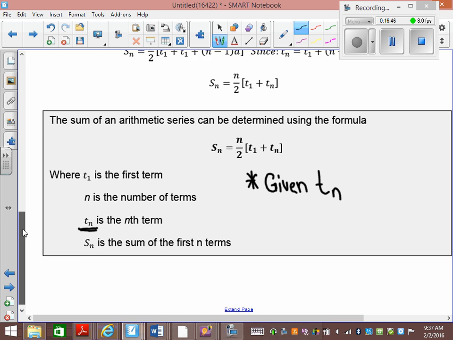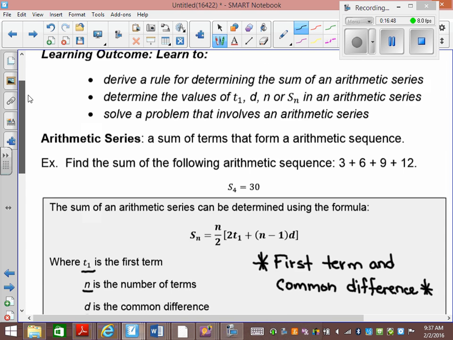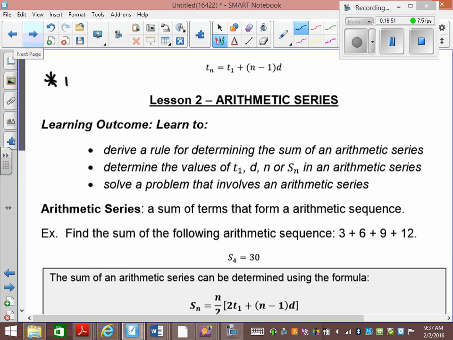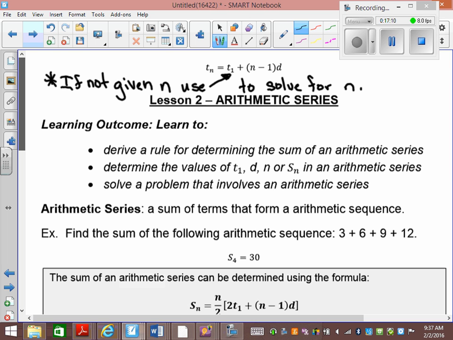So if ever you're not given n, and I'd write this at the top because you don't have space at the bottom, if not given n, use that formula to solve for n. That's where everyone gets stuck because they're like, I can't use either of the formulas because I don't have n. Then you have to use yesterday's formula to solve for n. So they are connected, the 2 days. When you're done writing that down, flip over to the next page.